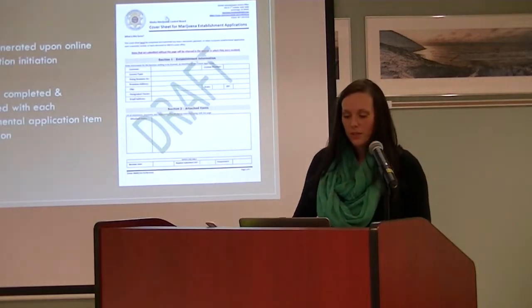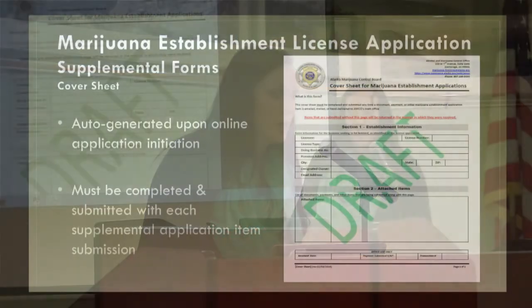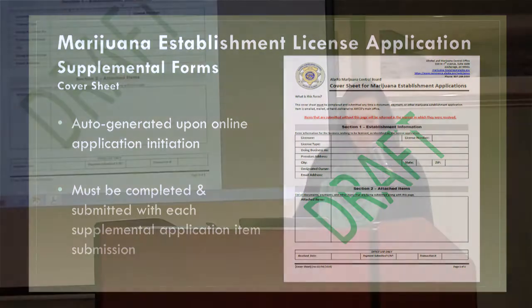All right, so the first of the forms is going to be the cover sheet. John already went over this a little bit, but I'm going to go over it a little bit more. As he said, this is generated by the online application system. You will probably use multiple copies of this form, and the top section is auto-populated. So you'll just need to fill in this bottom section.